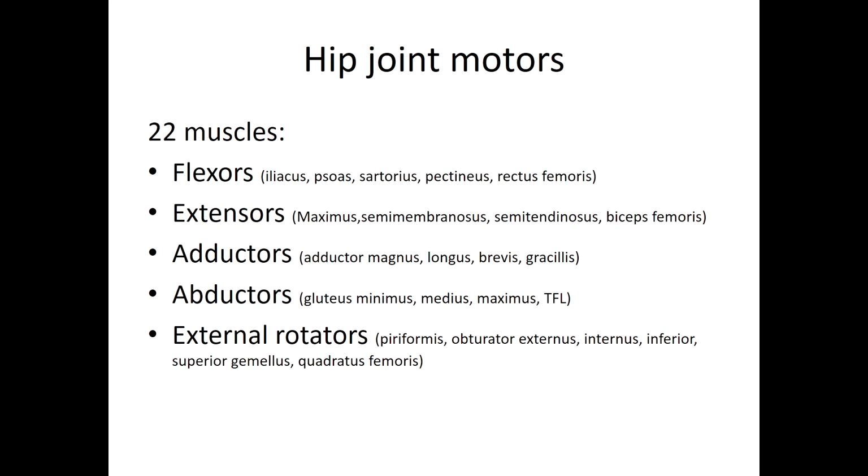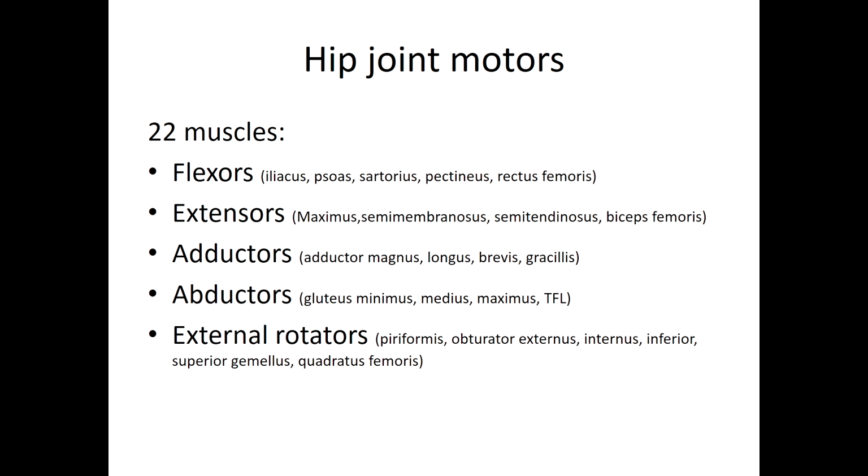What about hip joint motors? There are 22 muscles, quite a lot of muscles. And as you know, the common ones, the flexors, we always think of the psoas, which is the most important, or the iliopsoas. There are others which all cross the hip joint. They also are flexors, extensors, as you see, maximus, but there are your hamstrings which also cross the hip.